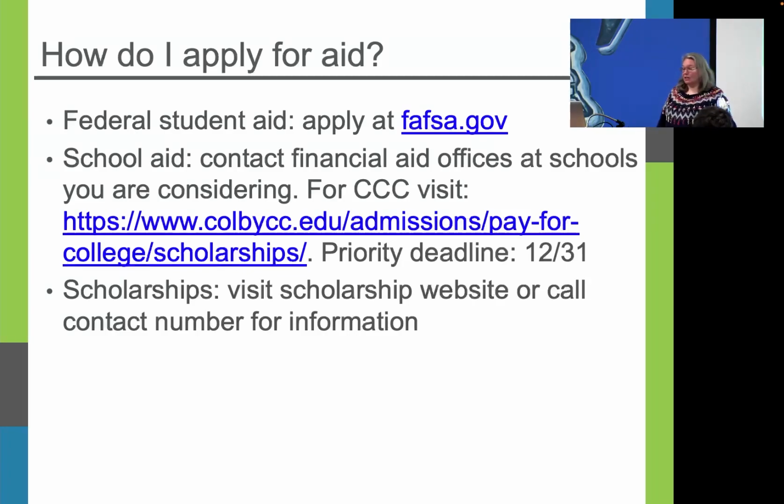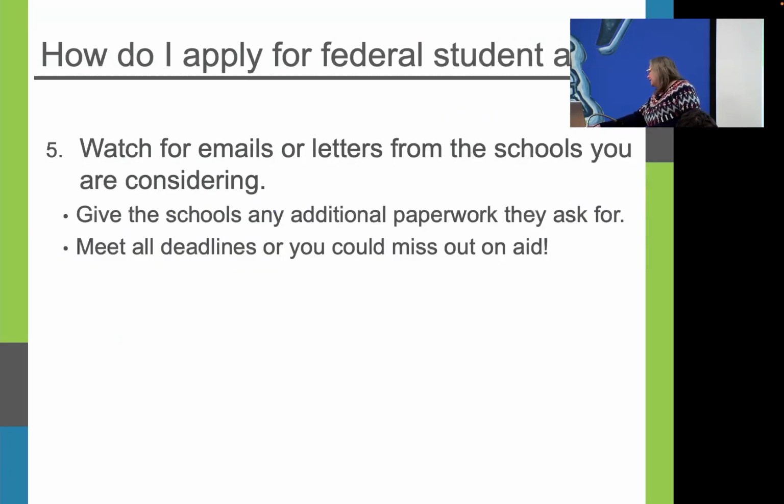Our priority deadline has already passed, but that does not mean that you can't apply for scholarships here. The application cycle is still open, and you can do that through AwardSpring in your portal. And then for private scholarships, you just contact the agency and get their information. A lot of times they'll have it on their website. Make sure that, especially if you're graduating and moving on to a four-year, that you check your email or your Colby email for information. We will start processing aid for next year pretty soon.